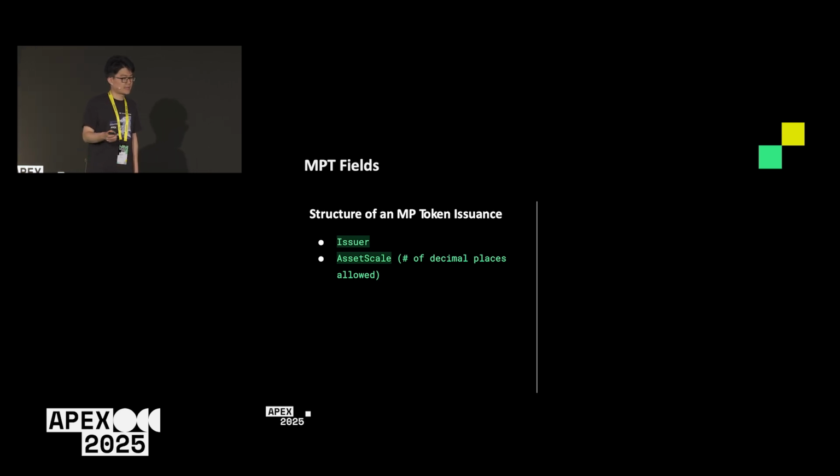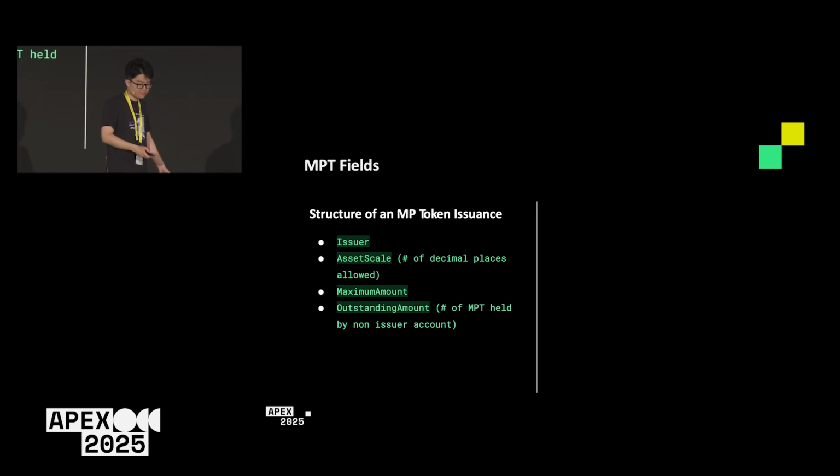The asset scale is the number of decimal places that we're doing calculations with. For example, if the asset scale is 1, then we'll be doing calculations with 1 decimal place, so 1.1, 0.1, etc. An MP token issuance object also has a maximum amount. This specifies the total number of MPT it has, right? So it's like 300, 400, etc.